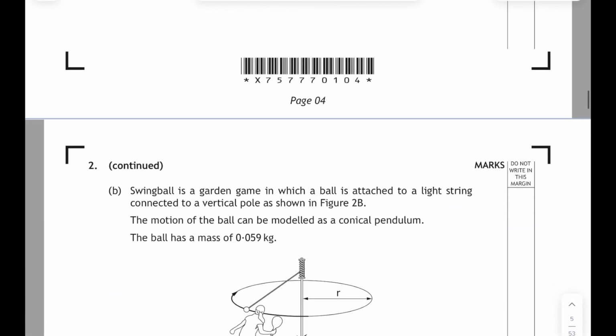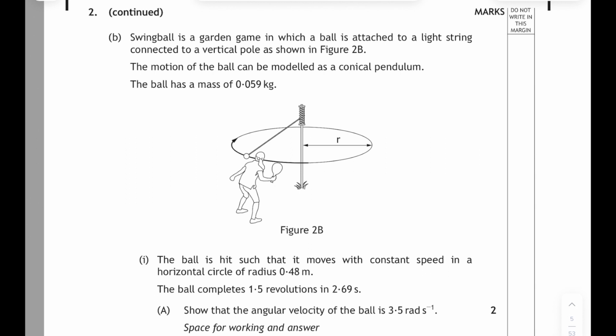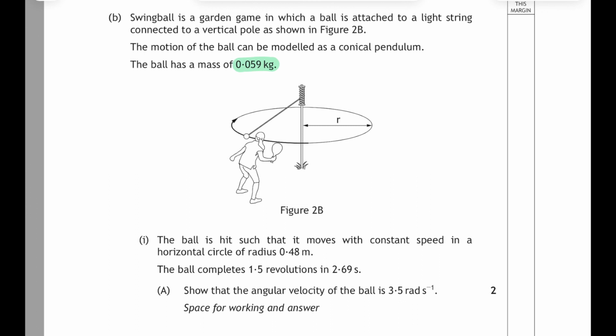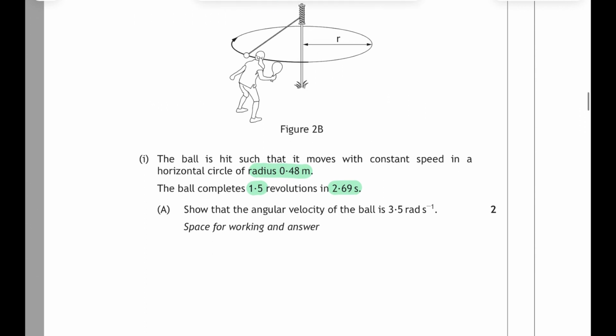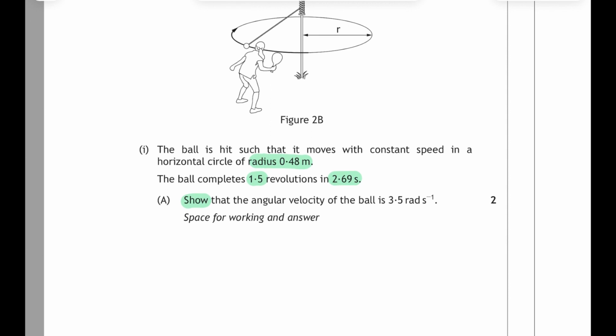Anyway, 2 part B. Swing ball is a garden game where a ball is attached to a light string connected to a vertical pole as shown in the diagram, and the motion of the ball can be modelled as a conical pendulum, and the ball's got a mass of 0.059 kilograms. Then the ball is hit so that it moves at a constant speed in a horizontal circle of a radius 0.48 metres, and it completes 1.5 revolutions in 2.69 seconds. And we have to show that the angular velocity of the ball is 3.5 radians per second. Well, it's a show question, so we have to start with a relationship from the relationship sheet.